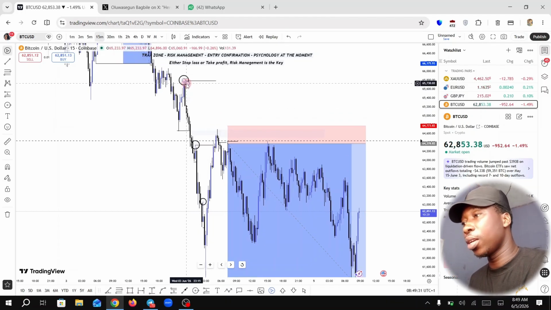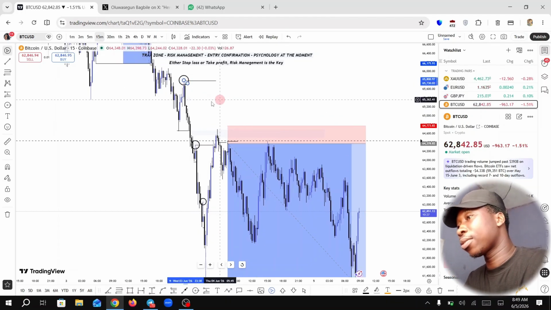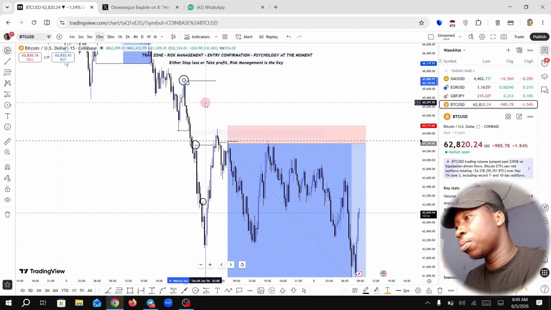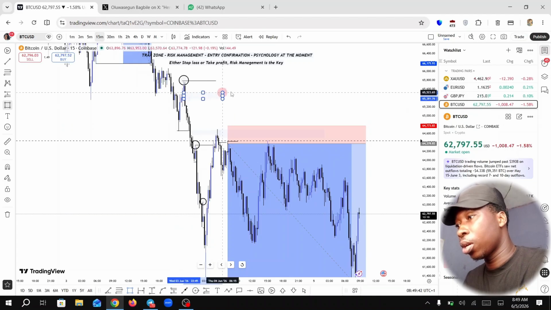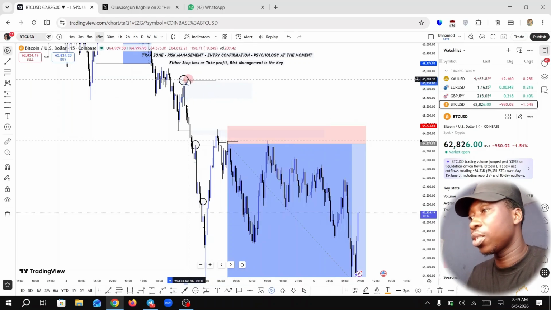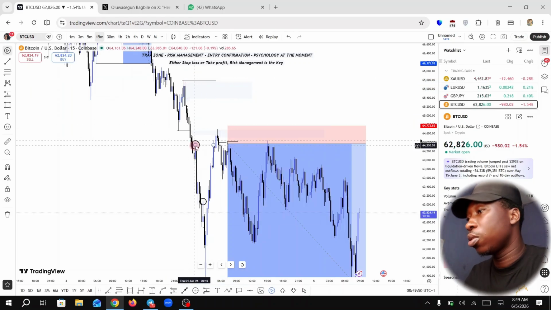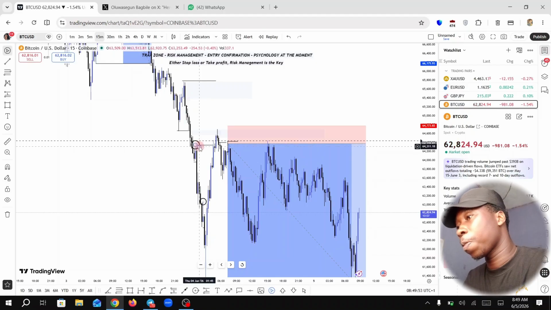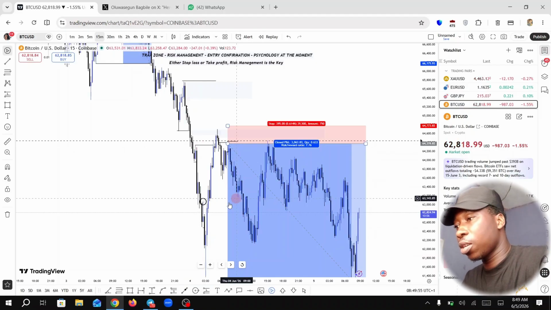But then, as you can see in this particular trade, I didn't use the order block. I didn't use this order block resting above here. I used a fair value gap. And I'll be telling you the reason why I used the fair value gap. So let's delete all of this.